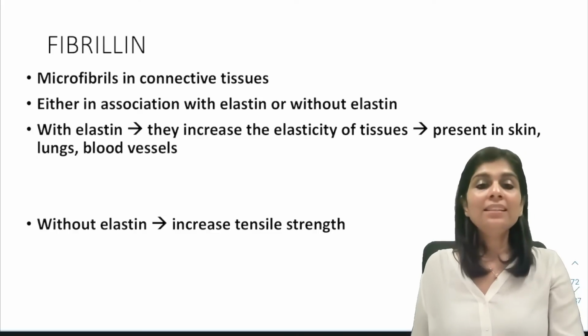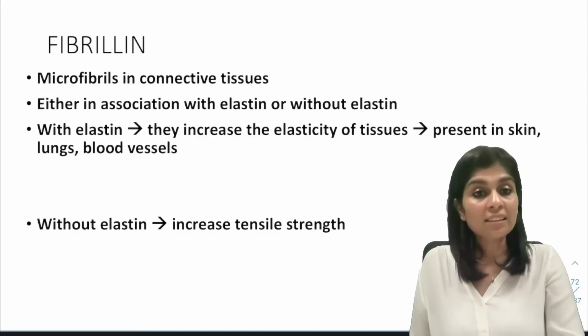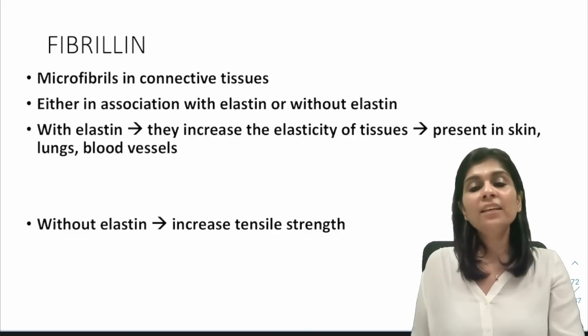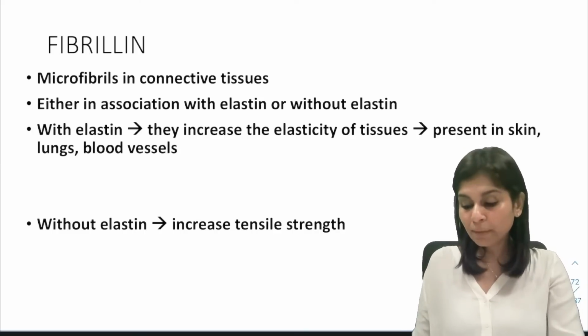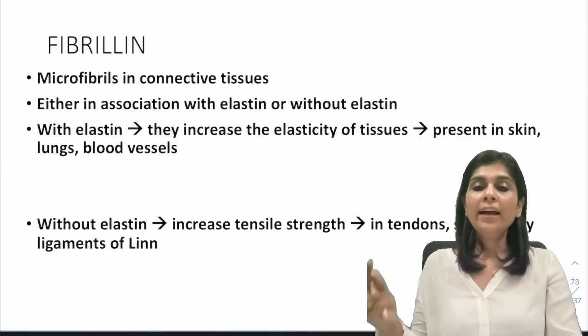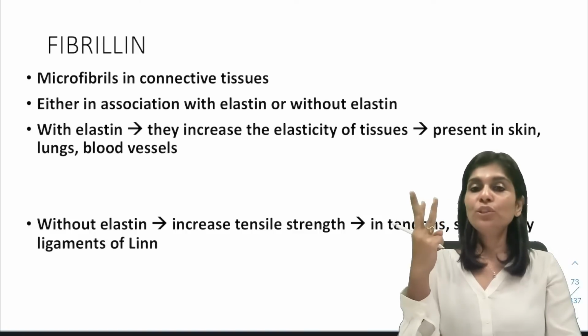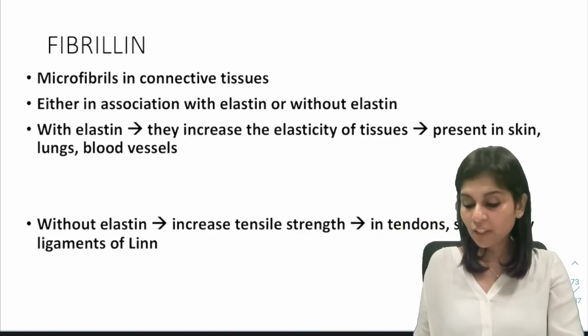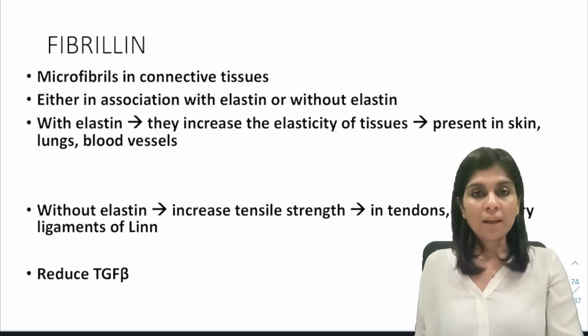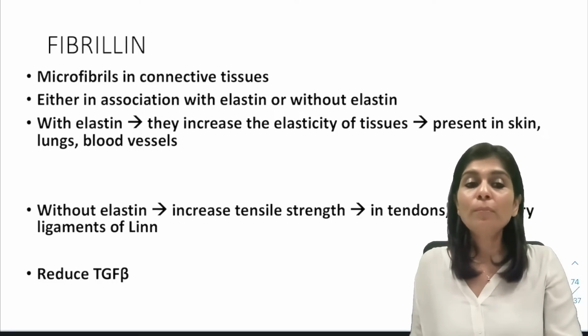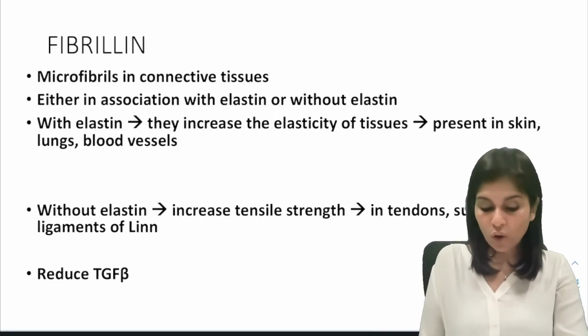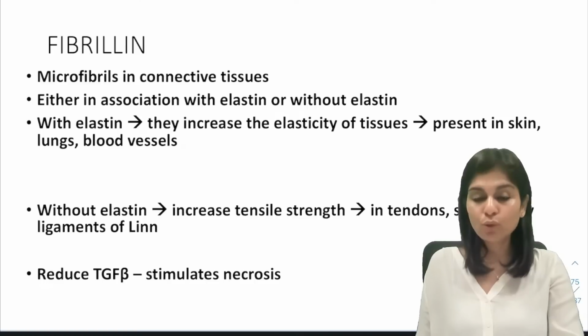So without elastin, it increases tensile strength, and this is the form that is present in tendons. This is the type of fibrillin that is present in tendons and in suspensory ligaments of the lens. And apart from these two functions, fibrillin suppresses TGF-beta release. Okay, what does TGF-beta normally do? It supports necrosis. Normally, TGF-beta causes necrosis.